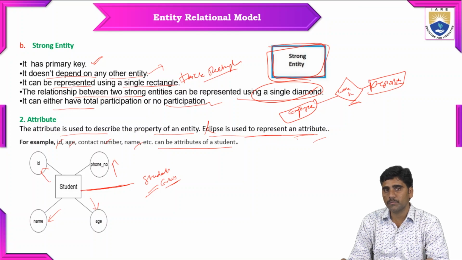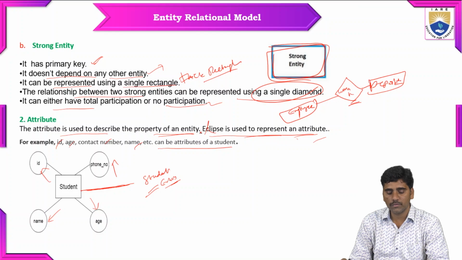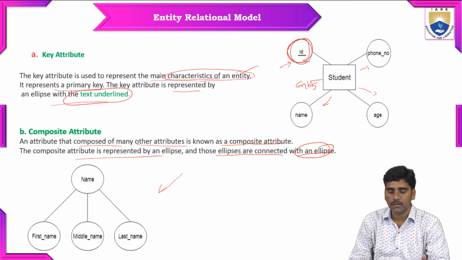And the second one is attribute. So an attribute describes the property of an entity. There are different types of attributes. Key attributes, derived attributes, multi-valued attributes, all these come under the attribute. So here the key attribute. A key attribute is nothing but what? The attribute which has the characteristics of a primary key. Then it is called a key attribute.